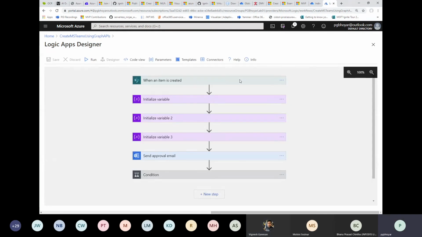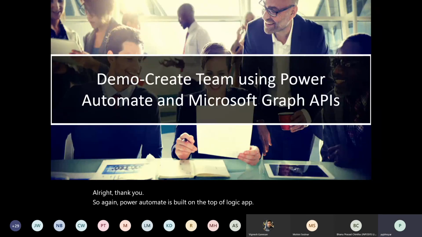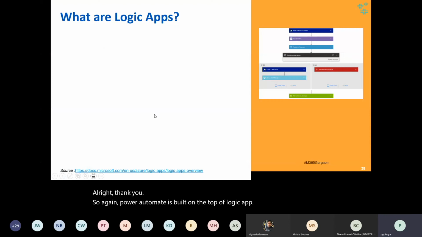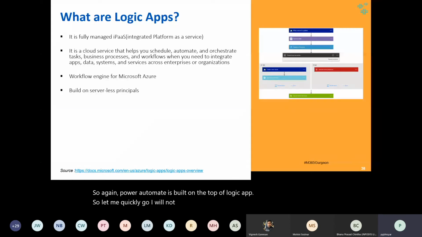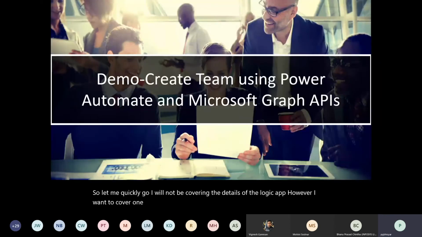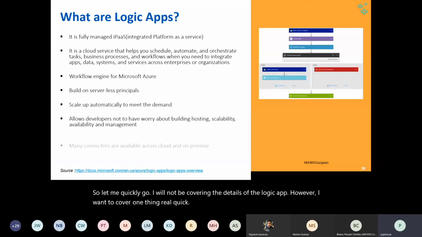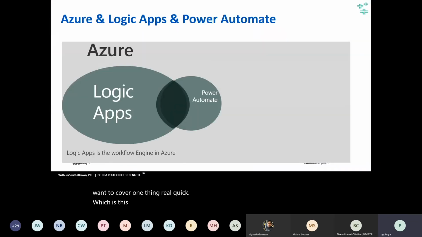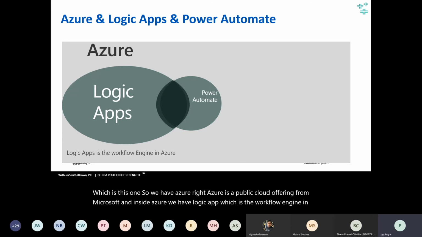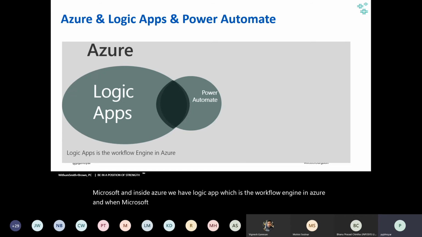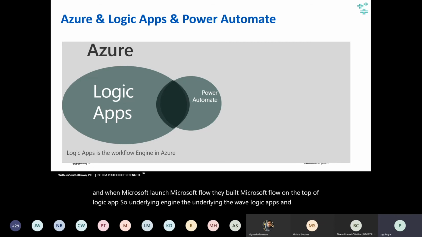So again, Power Automate is built on top of Logic Apps. I will not be covering the details of the logic app. However, I want to cover one thing real quick, which is this one. So we have Azure, right? Azure is a public cloud offering from Microsoft. And inside Azure, we have Logic App, which is the workflow engine in Azure. And when Microsoft launched Microsoft Flow, they built Microsoft Flow on top of Logic App. So the underlying engine, the way Logic Apps and Power Automate work, is pretty much the same.